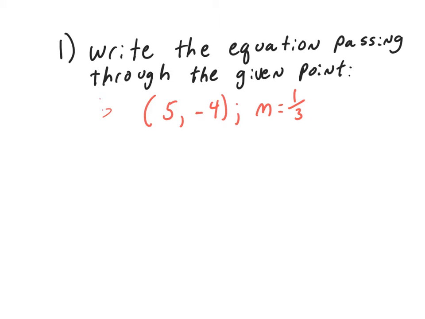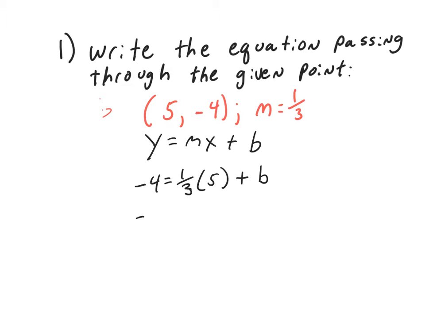So we'll start by writing down our slope-intercept form, which is y equals mx plus b. We know what the m is, and we have a point we can use for y and x. So we just have to solve for b. So we're going to do -4 for y equals 1/3, and x is 5. And then we are solving for b. So we get -4 equals 5/3 plus b.